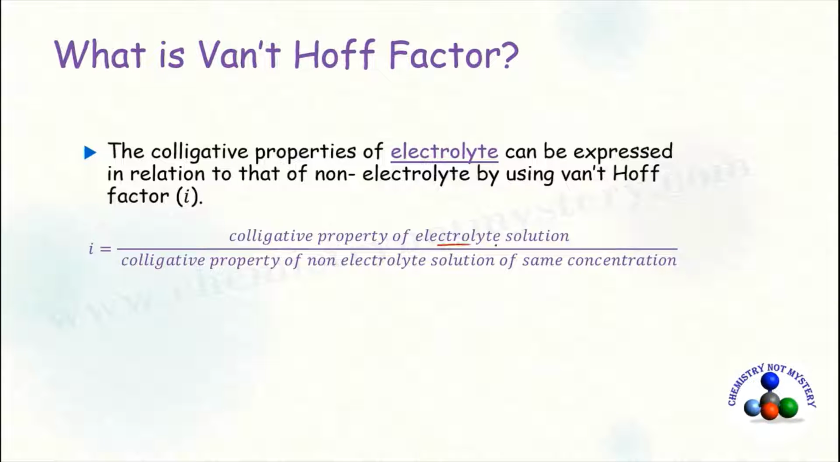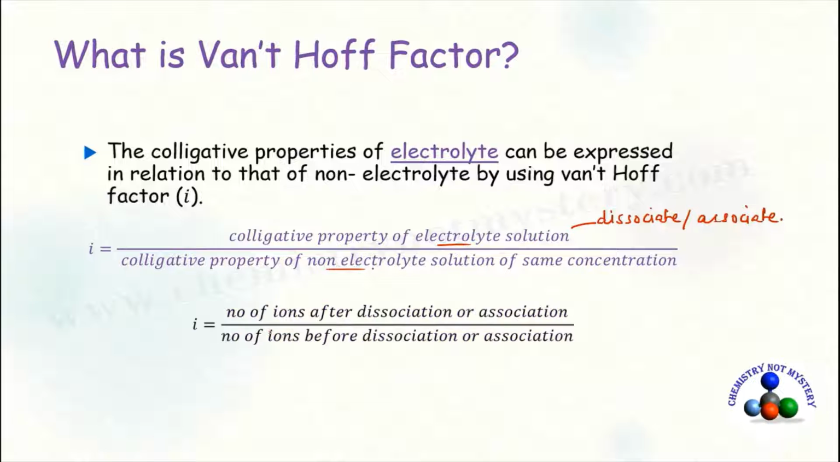An electrolytic solution has the tendency to either dissociate or associate. But a non-electrolytic solution neither dissociates nor associates. So we can get another formula: i is equal to the number of ions after dissociation or association. Here we have counted the number of ions after dissociation or association.